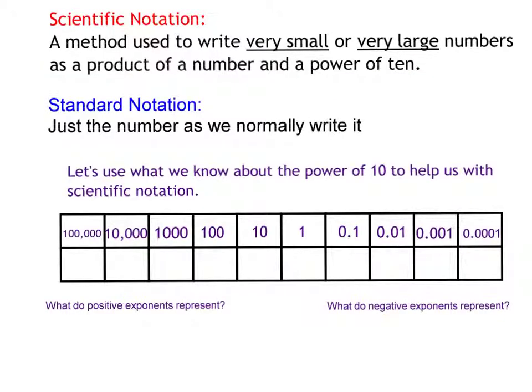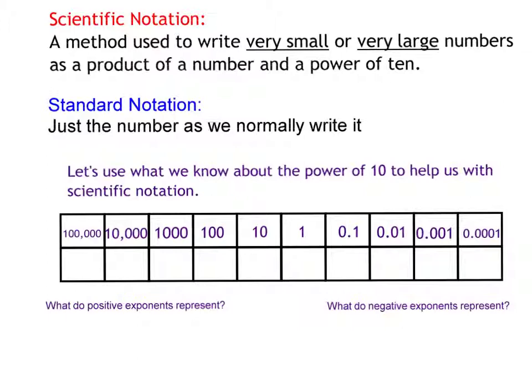Okay, so what is scientific notation? Well, it's a method that somebody came up with that's used to write very small or very large numbers as a product of a number and a power of 10. And you'll see what I mean in a bit, but rather than write 564 billion or trillion or kajillion, they came up with this other way of writing it so that it is still equal to the same value, but it's easier for the person to write.